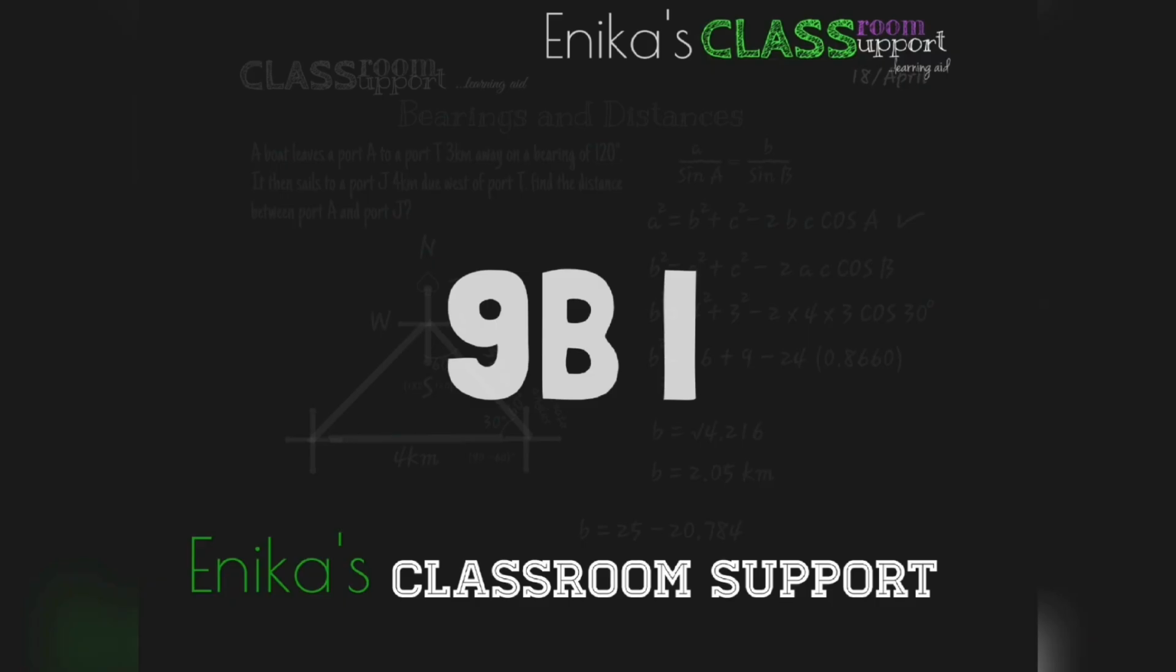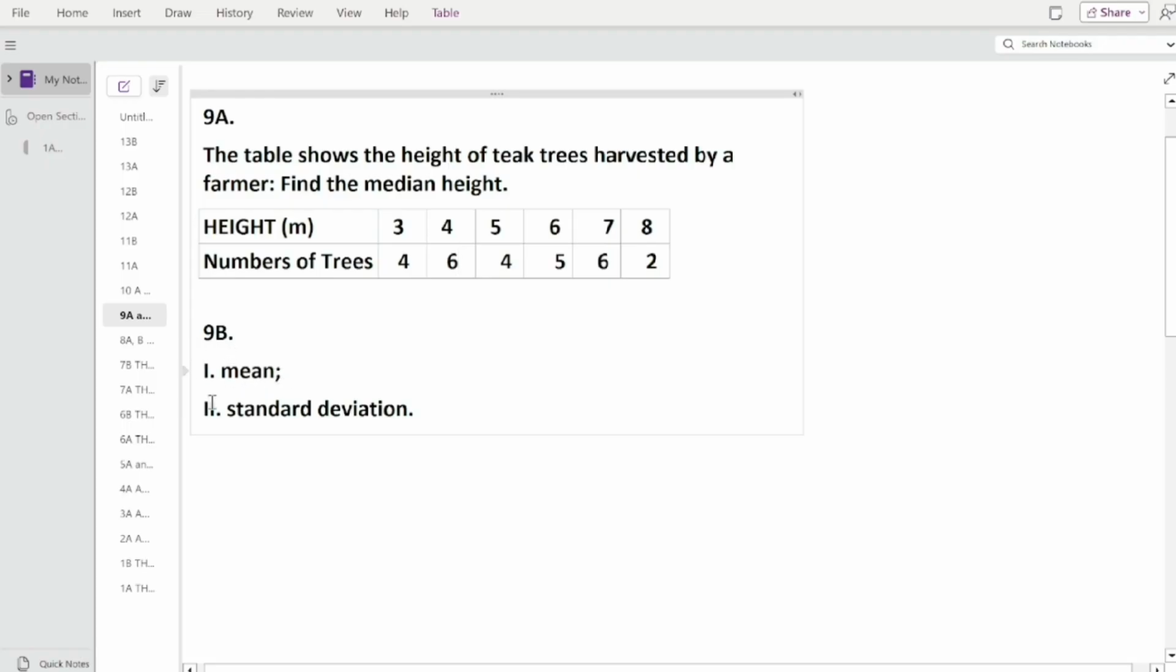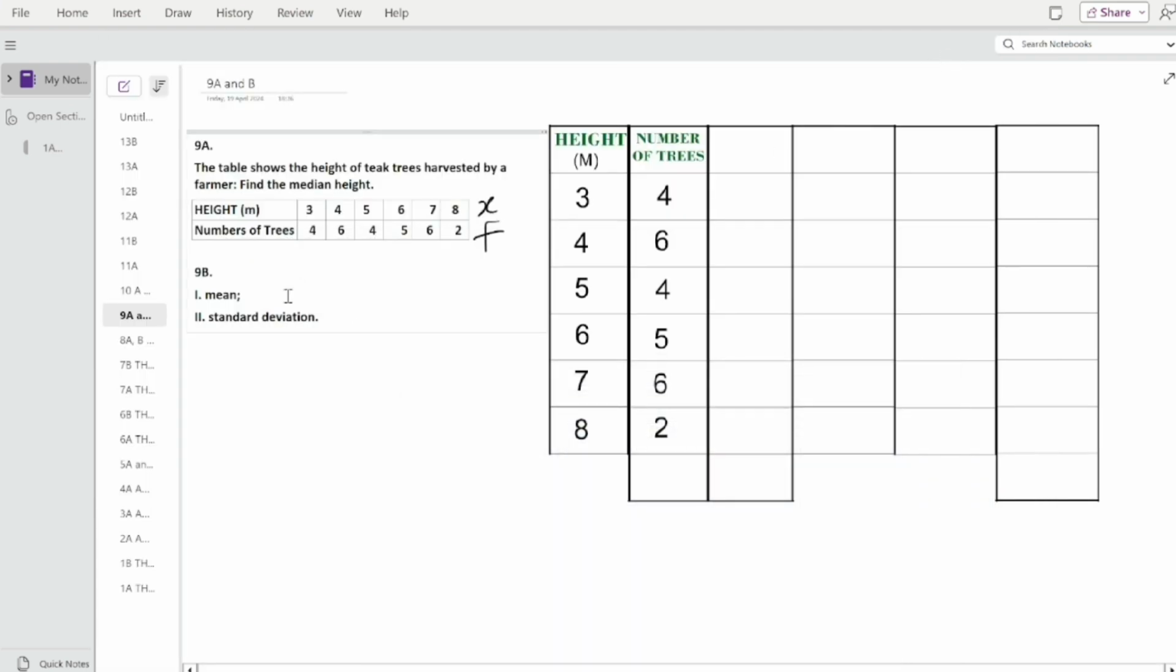Part B.I says find the mean, and part B.II says find the standard deviation. For us to answer these two questions, we have to rearrange our table, and since we know this is our x and the lower one is our frequency, we will change our style of tabling. To find the mean and the standard deviation, we need to start by finding the mean, because for us to find the standard deviation, we need to have the mean to solve. So we'll start by rearranging.